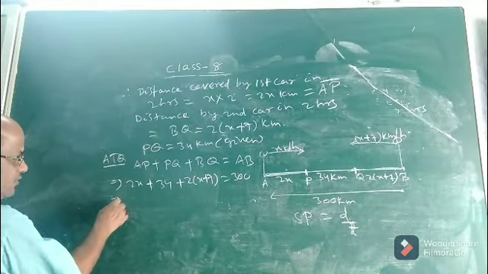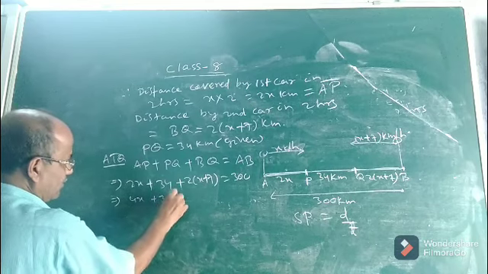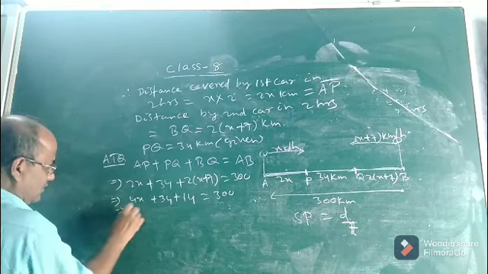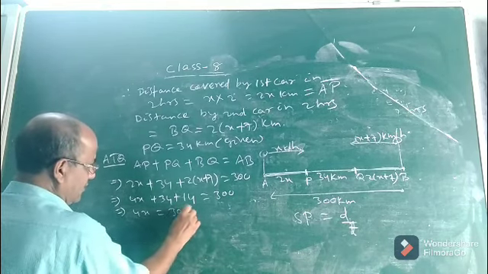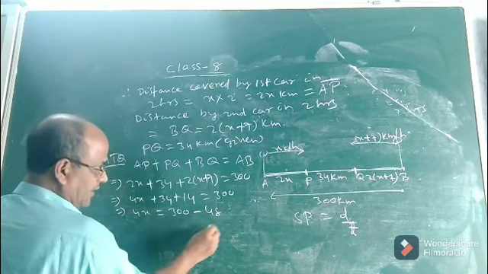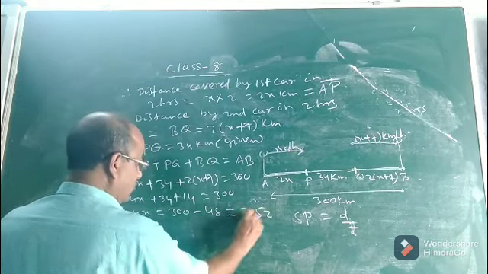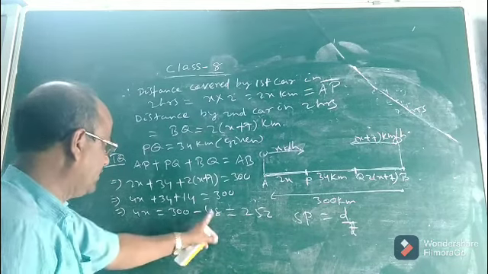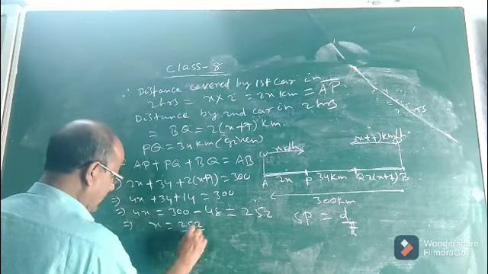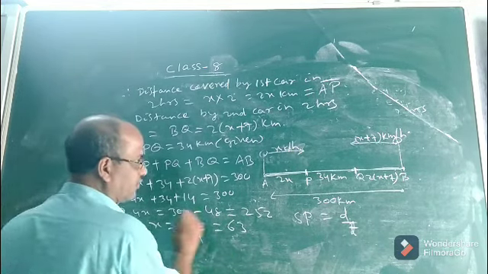So it will be 2x plus 2x, which is 4x, plus 34 plus 14 equal to 300. So 4x equals 300 minus 34 minus 14, which is 252. So x will be 252 divided by 4, which is 63. So x is 63.